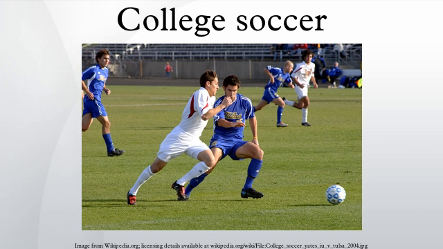Virginia won a record 4 consecutive national championships from 1991 to 1994 under head coach Bruce Arena, who later went on to coach the U.S. national team. Divisions and conferences internationally. Canada: In Canada, there are 2 organizations that regulate university and collegiate athletics.